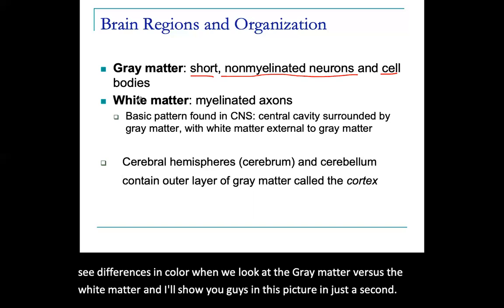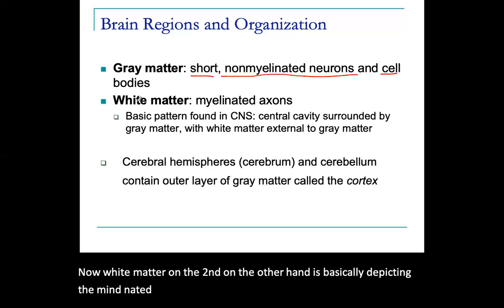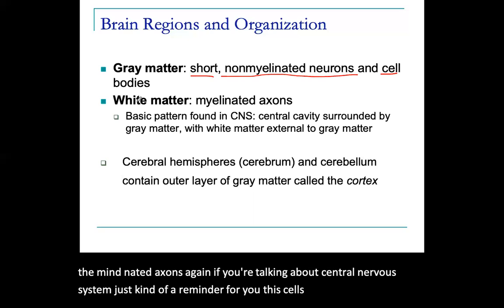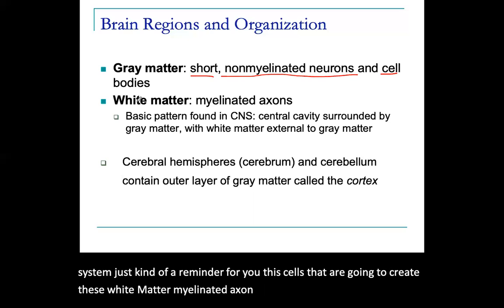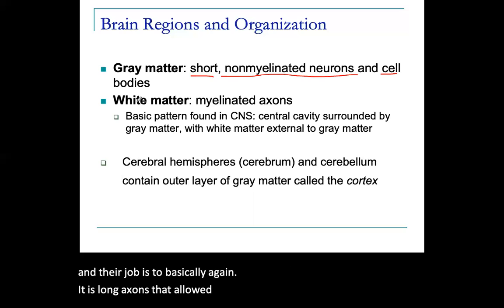Now, white matter, on the other hand, is basically depicting the myelinated axons. Again, if you're talking about the central nervous system, just a reminder, the cells that are going to create these white matter myelinated axons would be your oligodendrocytes. And their job is to create these long axons that allow for a fast conduction of the electrical impulses in the neuron.